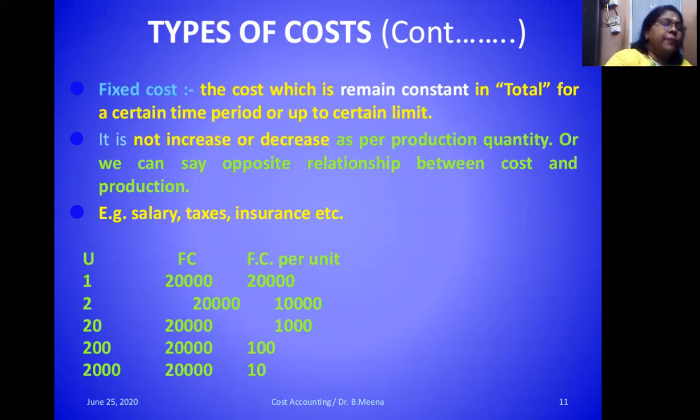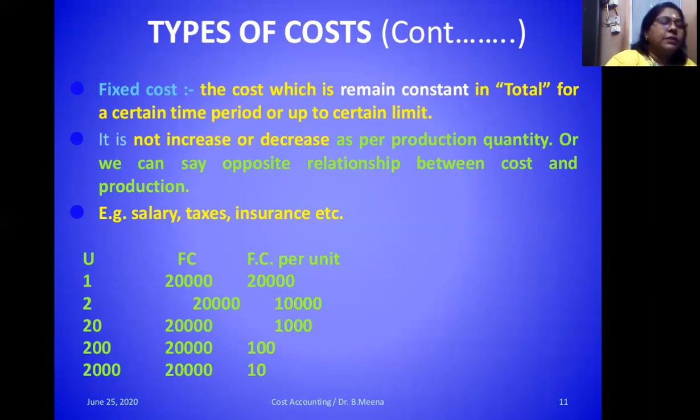So look at this slide. I gave the examples of salary, taxes, insurance. And one more thing I want to add on this point: in the first column, I gave the number of units produced. The second column, I gave fixed cost, and the third column I gave fixed cost per unit. When I'm going to produce one unit, my fixed cost per unit is 20,000. How do I get total fixed cost? The second column is called total fixed cost, TFC.